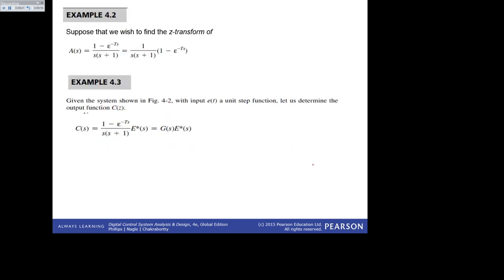Okay, these are two examples. In these two examples, I will solve these problems and explain them, and I'll upload the video for you on Blackboard later.